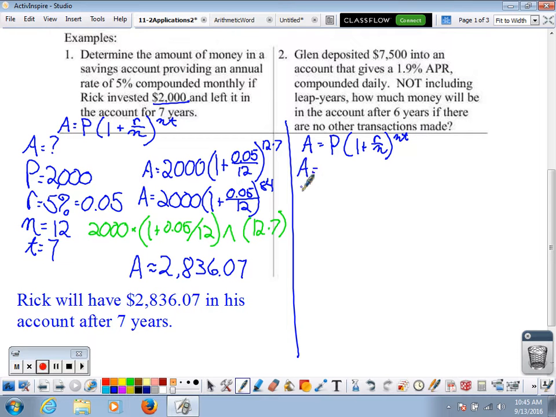Okay, list the variables. Okay, and let's pick those pieces out of the story. So the amount at the end, that's what we're trying to find again. But what about the principal? How much is he starting with? $7,500.